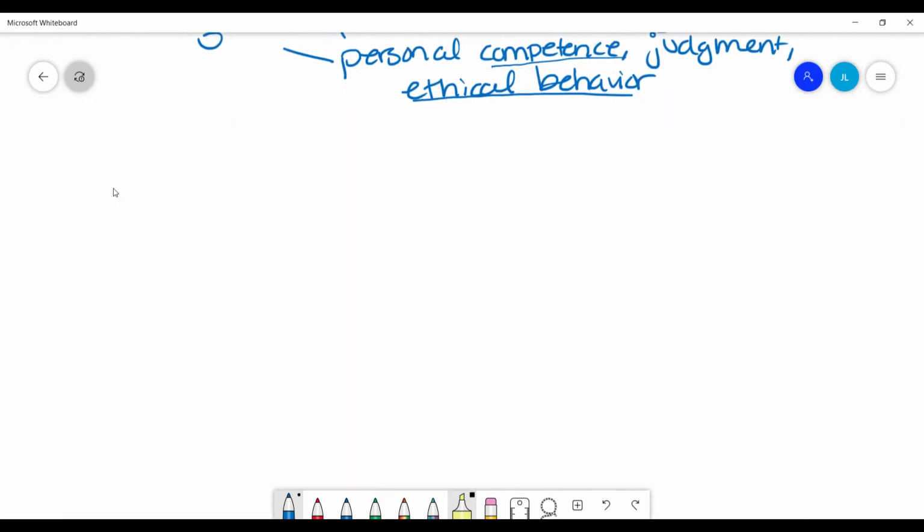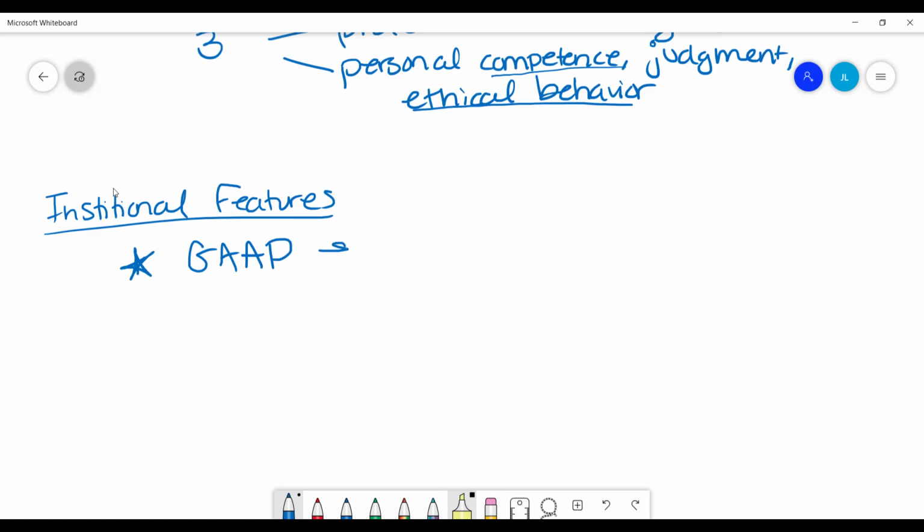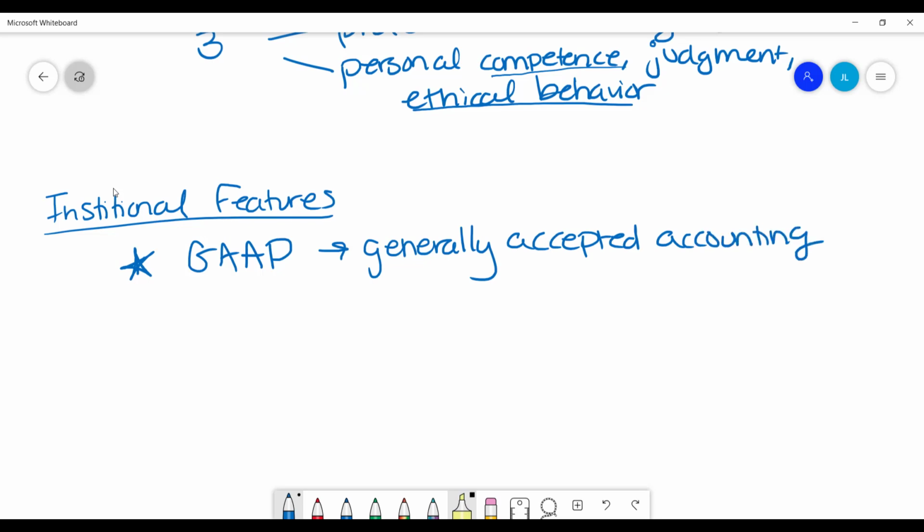Okay, so the first one we said, one of the first ways to enhance integrity, is through institutional features. So one of the main ones that you'll hear me talk about all the time, and that is really going to form the foundation of a lot of those rules that we're going to be learning about, is GAAP. Okay, GAAP stands for, and I'm actually going to write this one out just so once we've written it down once, we can really get it down. GAAP stands for Generally Accepted Accounting Principles.